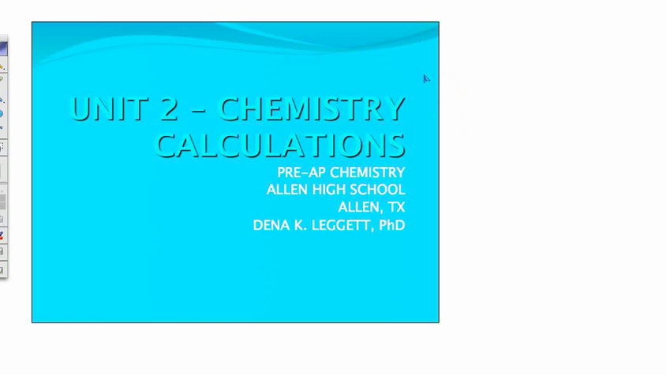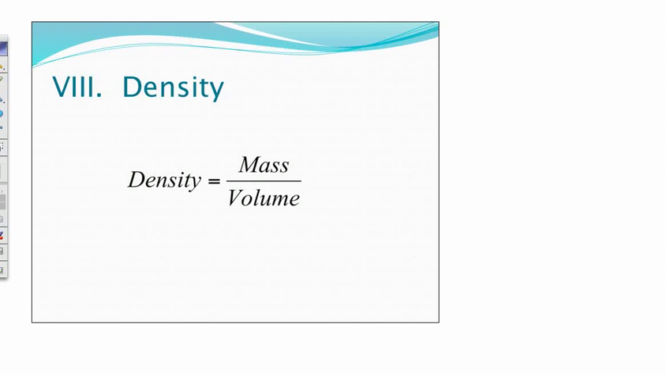Our last topic for chemistry calculations will be density. And I think you'll find that you at least have some vague memories of density from some of your other classes. Now, the density of a substance is its mass over the volume. So it's mass divided by volume.